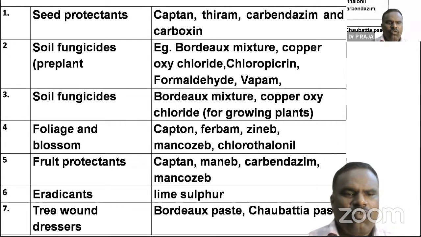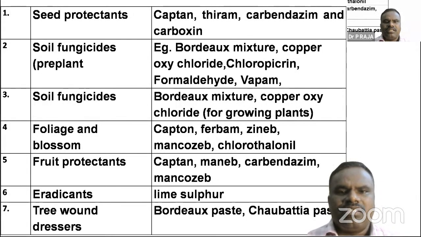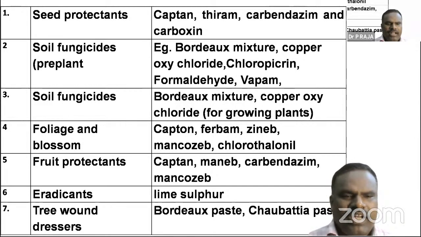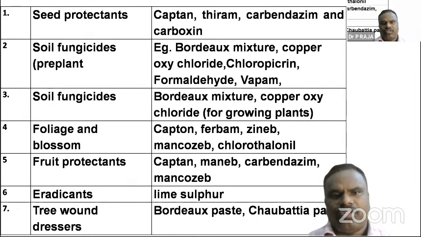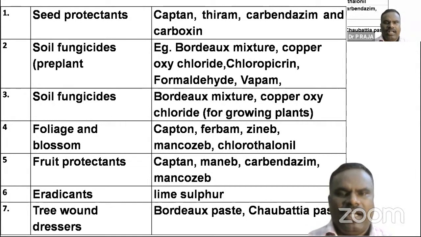And then foliage and blossom. If the disease occurs on the foliage and blossom, we can use Captan, Ferbam, Zineb, Mancozeb, Chlorothalonil. For Captan, Ferbam, Zineb, the recommended dose is 0.1%. And then fruit protectants. If it is the fruiting stage and we want to protect the fruits from post-harvest pathogens, we can use Captan, Maneb, Carbendazim, and Mancozeb. The recommended dose is 0.1%, 1 gram in 1 liter of water.